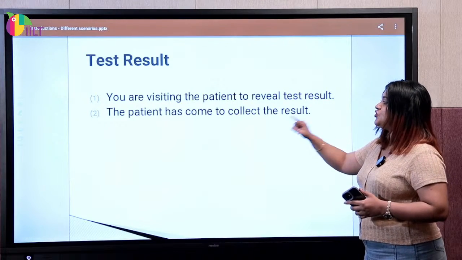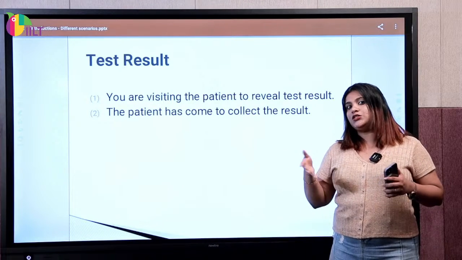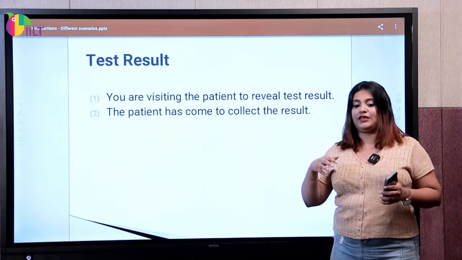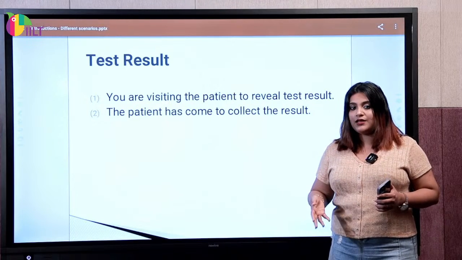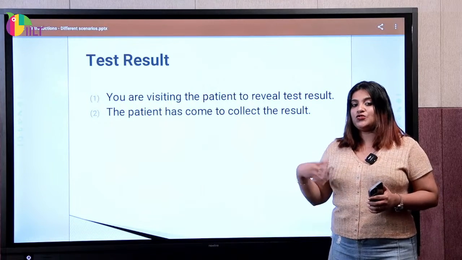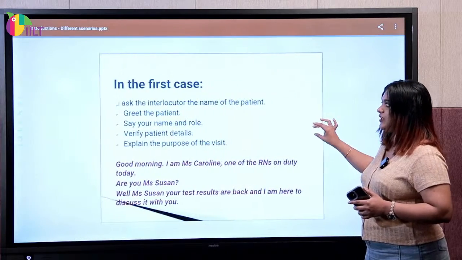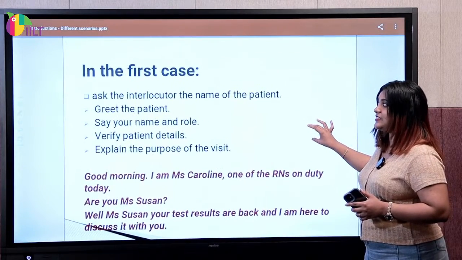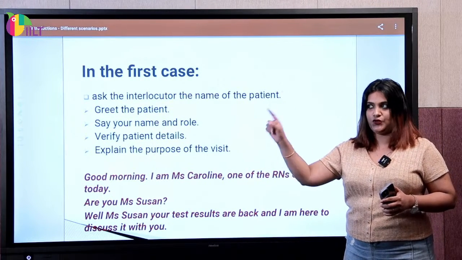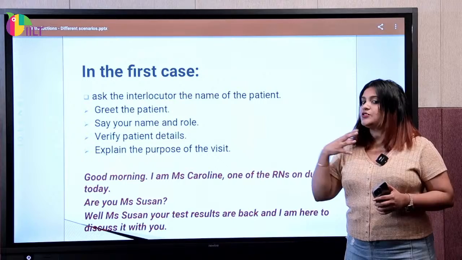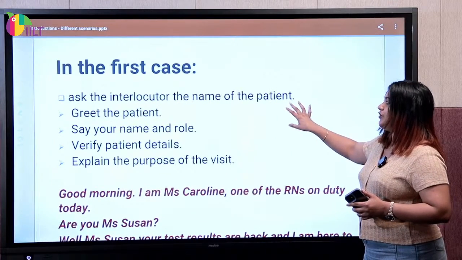Another type is the patient has come to collect the test result. Imagine today the patient came to the hospital and gave blood or something for a test. Two days later he comes back for his test result. So these are the two types that I have picked here. Let's see how we can do this. In the first case, you are going and telling this person that the test result is back. So let's see how we can do that. The first thing is you have to ask the interlocutor the name of the patient.